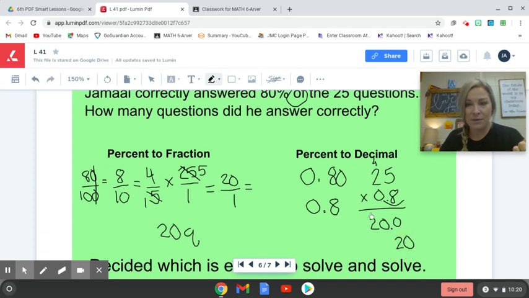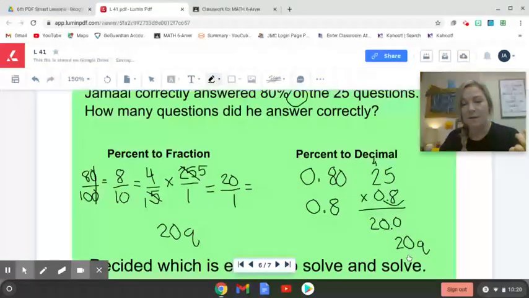And again, we have a label, of course. We're talking about how many questions did he answer correctly. I'm just going to put a Q, 20 questions. You can see we arrived at the same answer. Perfect.